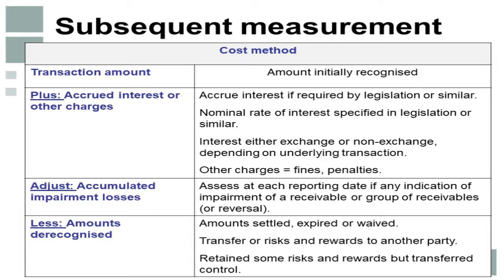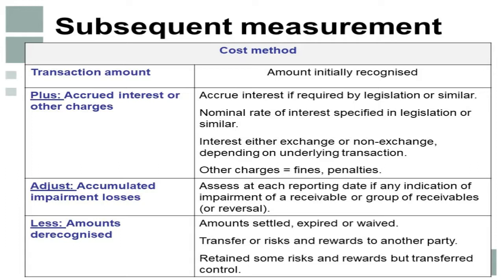And then lastly, any amounts that would have been derecognized. So derecognized is when it's either partial or full removal of the receivable from your financial statements. The most common one that you will come across for GRAP 108 is either settlement, so the counterparty has paid, the debt may have expired in terms of law or whatever the specific circumstances are, or the entity would have waived the debt.